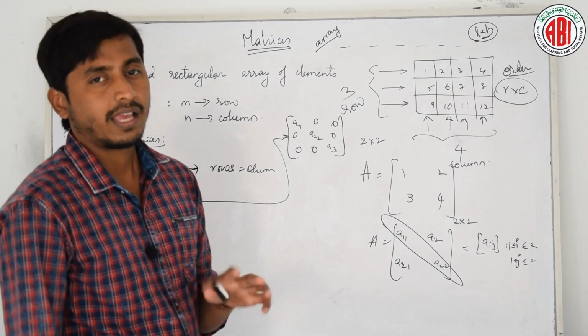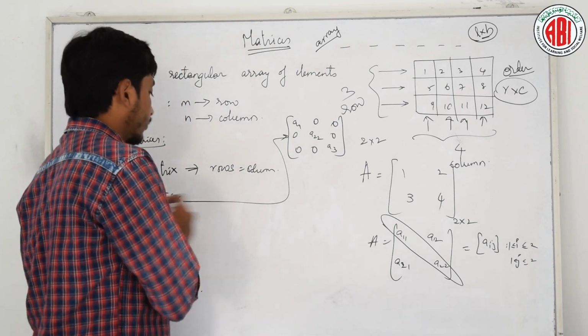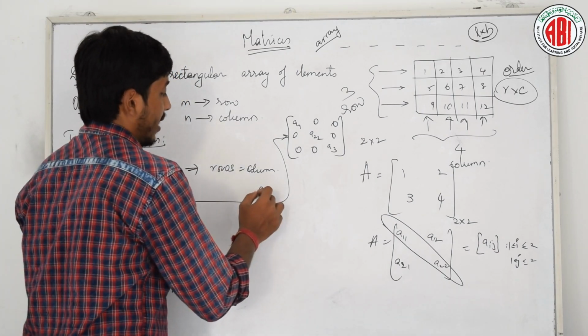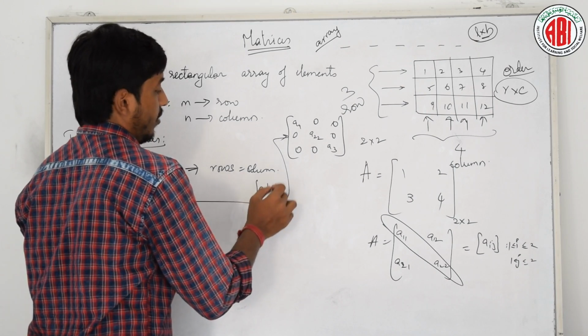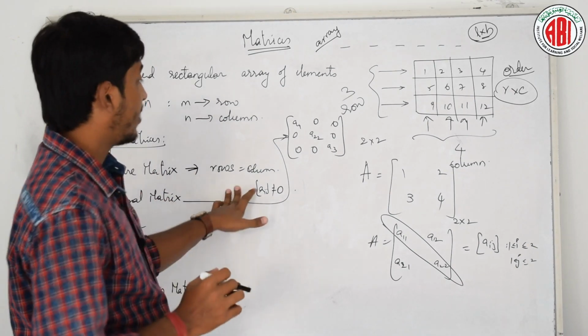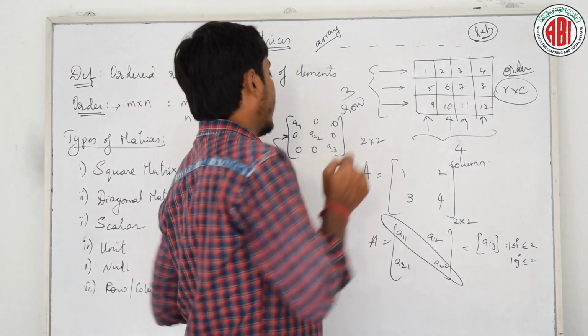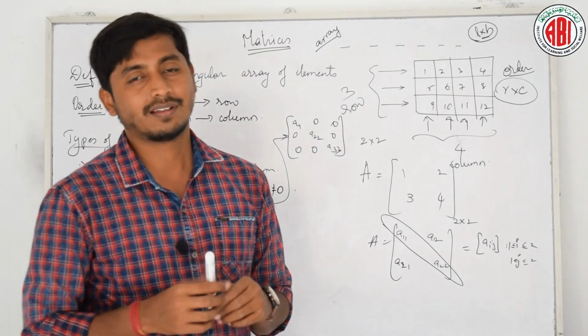Is it clear? Can you define what a diagonal matrix is? A matrix in which Aii is not equal to 0. Fine. Other than these elements, that is 1,1, 2,2, 3,3, the remaining elements should be zeros. Clear?